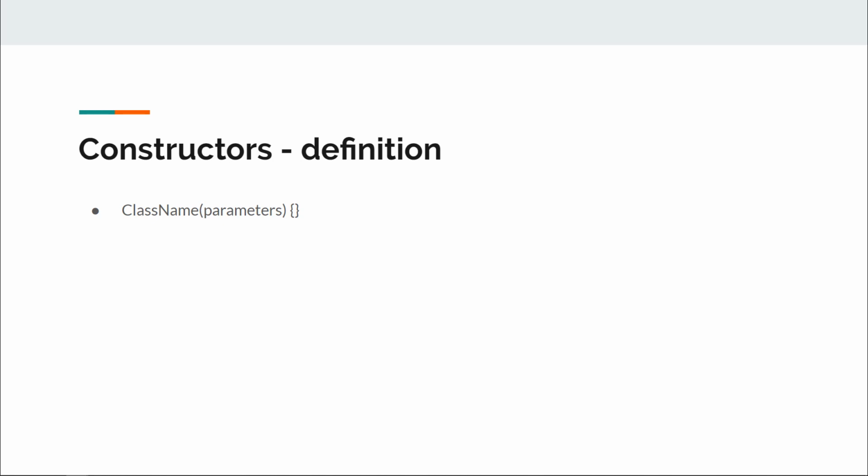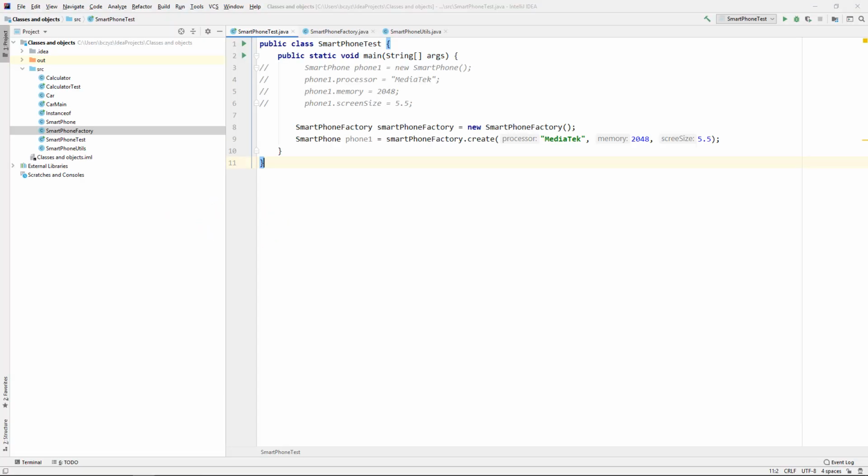The schematic notation is the class name and optional parameters. The constructor will be called when the object is created, i.e. when we are invoking new and the class name, which we have done more than once, by the way. We can now reduce our previous example to only the smartphone class without the smartphone factory.